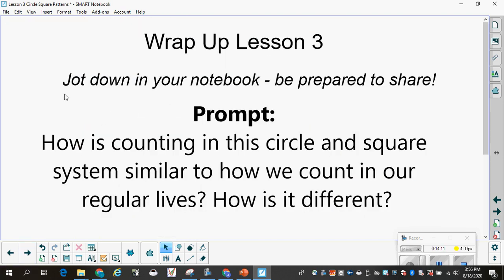Now, as a wrap-up, I want you to jot down in your notebook and be prepared to share in a few minutes your answer to this prompt. How is counting in this circle and square system similar to how we count in our regular lives? 0, 1, 2, 3, 4, 5, 6, 7, 8, 9, 10, 11, 12, 13, 14, 15, 16, 17, 18, 19, 20, 21, 22, etc. So how is it similar and how is it different? I'm going to be asking for people to share out their answers to this prompt at the beginning of our next lesson.